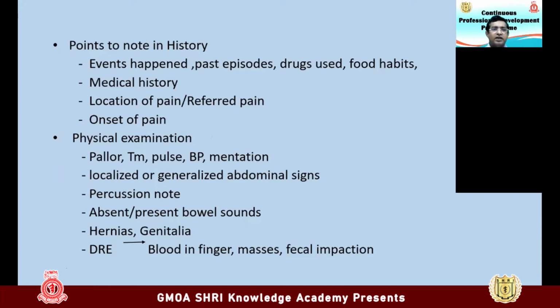So as I mentioned earlier, there are some important points for us to consider when we are taking the history. So events: what kind of events did the patient have before he developed this kind of abdominal pain? Sometimes, patients can develop acute severe abdominal pain in lactic acidosis when they have strenuous exercise or something like that.